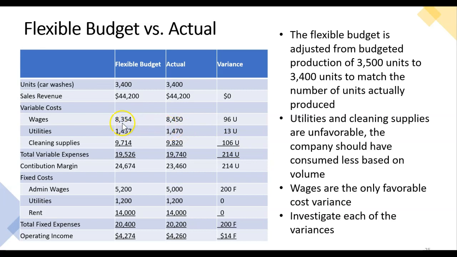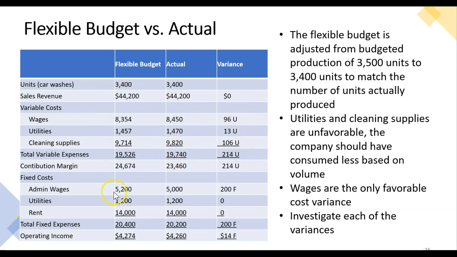Our wages should have been only $8,354, and they actually were $8,450. So we've got an unfavorable variance of $96. Same with utilities, same with cleaning supplies. So we can investigate now and see what happened. Maybe we were training someone new and we spent a little more training time on them, so we had to pay a few dollars more of wages. So that's why we have an unfavorable variance. And maybe the person was new, so they wasted some cleaning supplies in training. So that could be why we have an unfavorable variance. Regardless of the reason, this gives us an ability to compare apples to apples and investigate these more fully here.